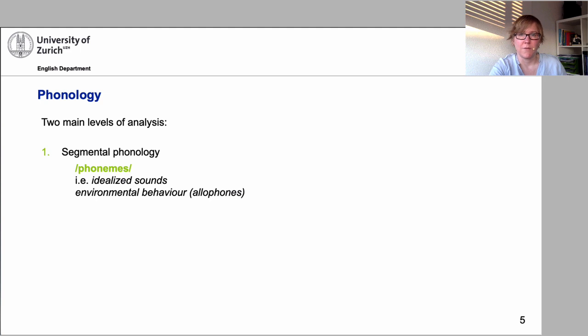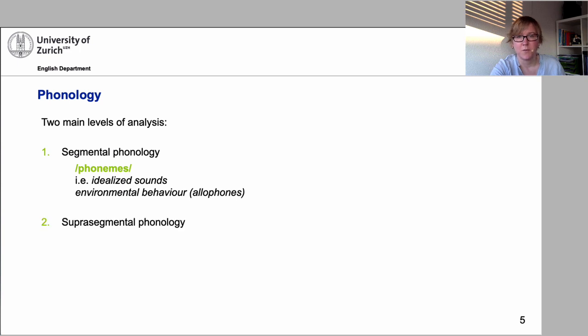So phonology generally is studied on two main levels. One is the segmental phonology, which is what we're going to talk about today mainly. When we talk about the phonemes, which are idealized sounds and their environmental behavior in terms of allophones, right? How do they behave in certain environments?